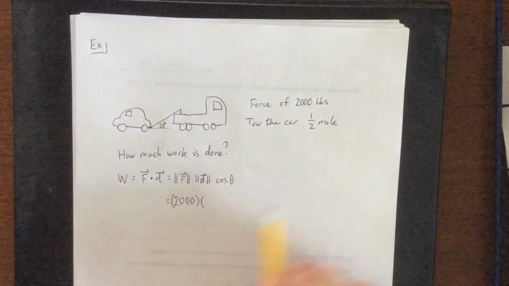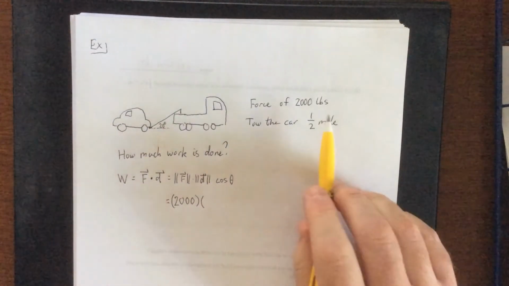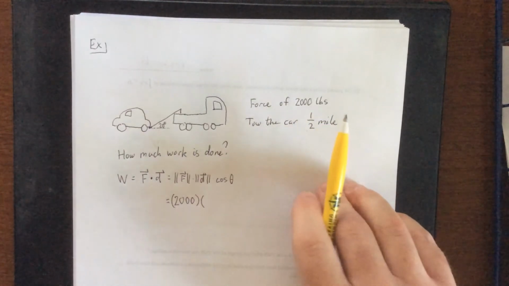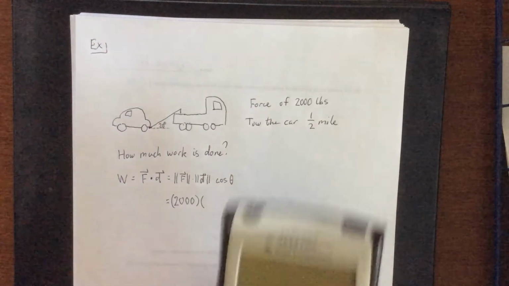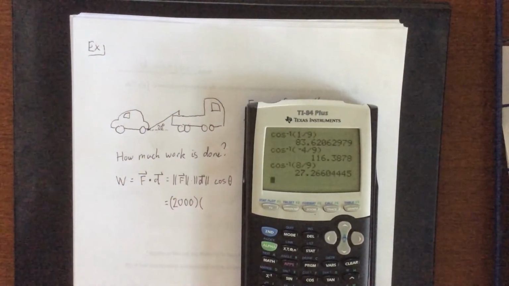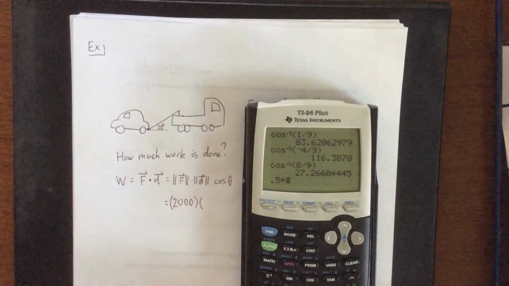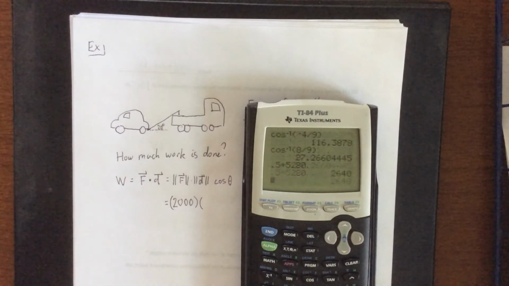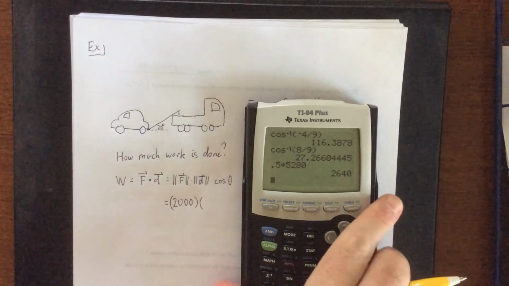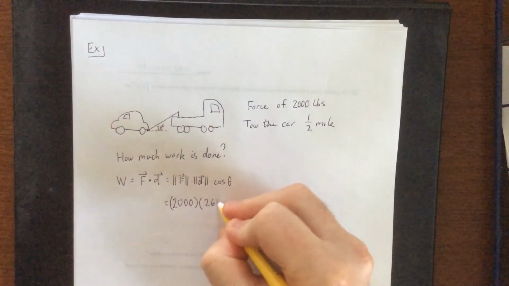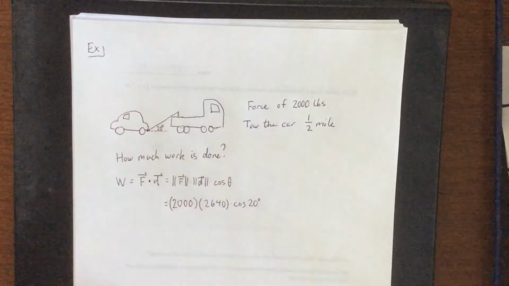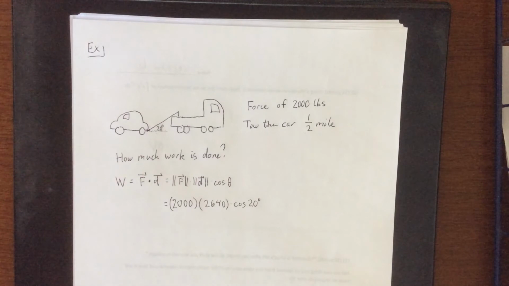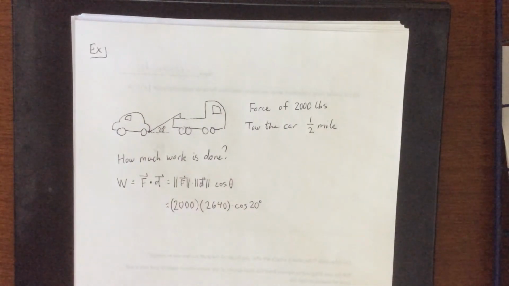Now, if we want to go with the typical American units for this, we will need foot-pounds here. Good news is I know how many feet there are in a mile, and that is 5,280 feet. So what we're going to do is take our 1/2 and convert it into feet by multiplying by 5,280. That'll give us 2640 for our number of feet. We'll keep that there for a sec because we're going to need it. And then we'll multiply by the cosine of the angle in between them. That'll be 20 degrees. So this would be the exact form of your final answer.